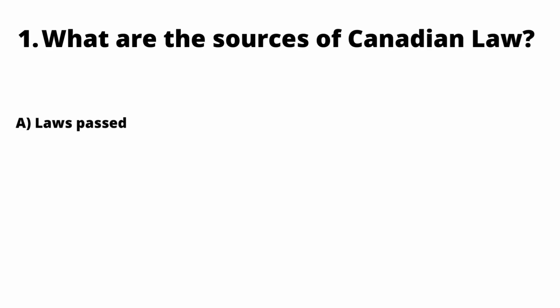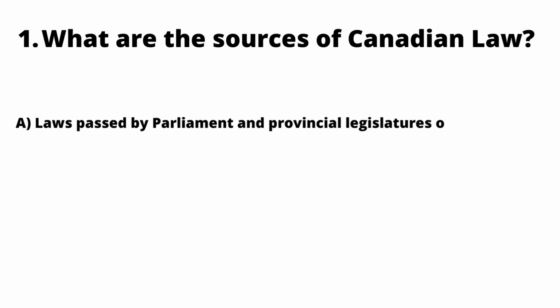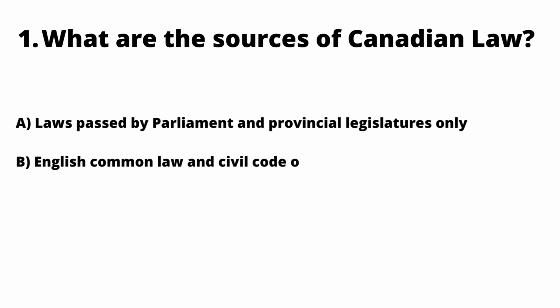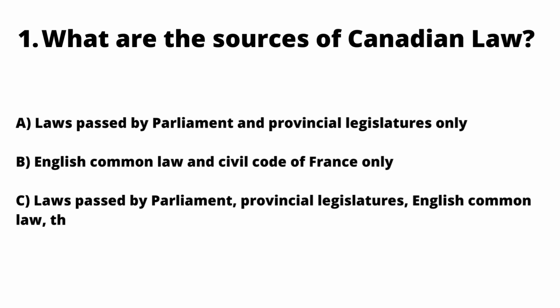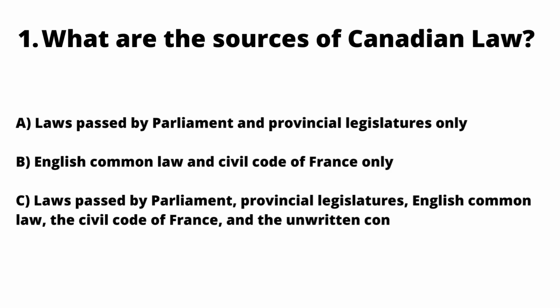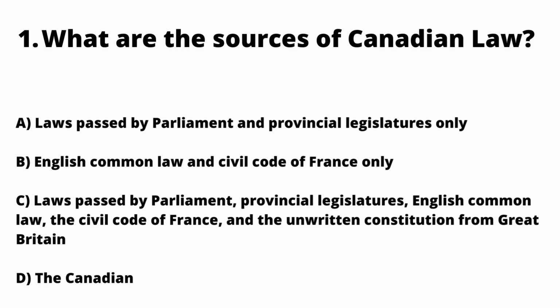What are the sources of Canadian law? A. Laws passed by Parliament and provincial legislatures only. B. English common law and the Civil Code of France only. C. Laws passed by Parliament, provincial legislatures, English common law, the Civil Code of France, and the unwritten Constitution from Great Britain. D. The Canadian Charter of Rights and Freedoms only.